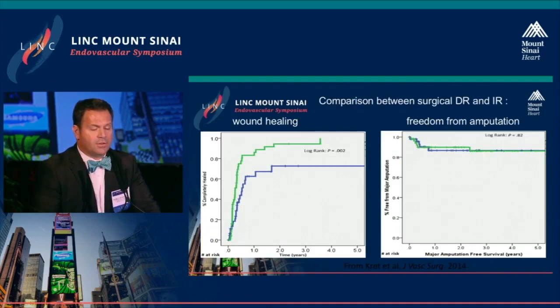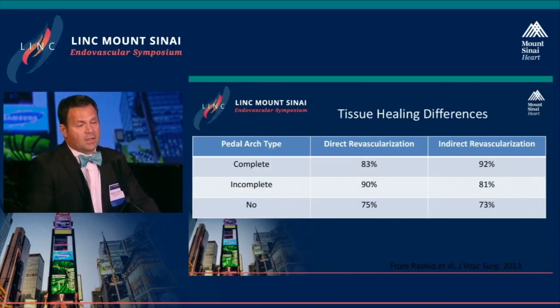And this is borne out in another study where clearly the wounds heal. This is follow-up out to 5 years, 4 to 5 years, which is great. But in terms of what happens to the limb, you don't see much separation in the curves on the surgical side. So you take it a step further.